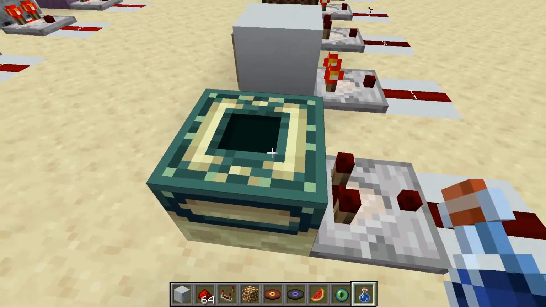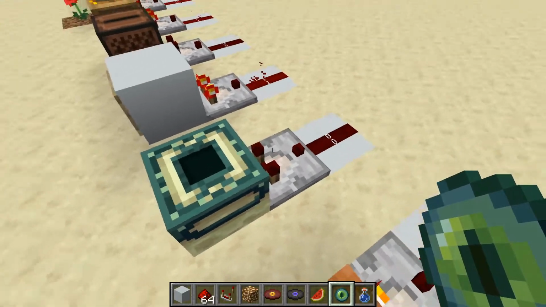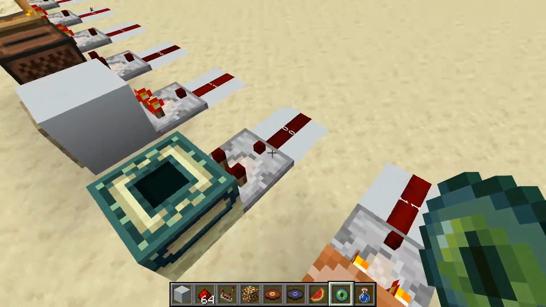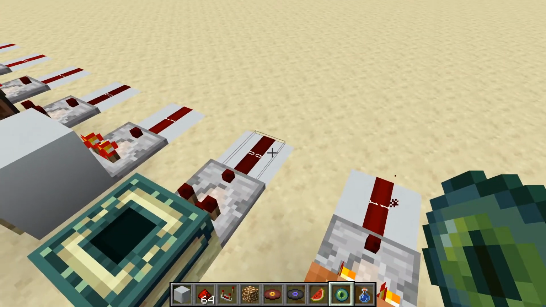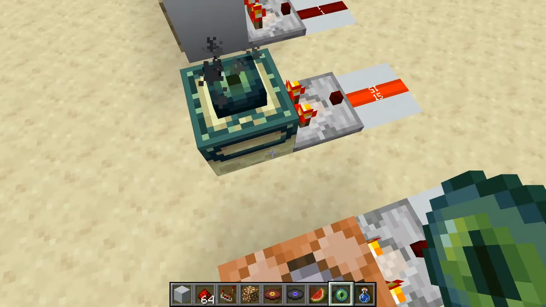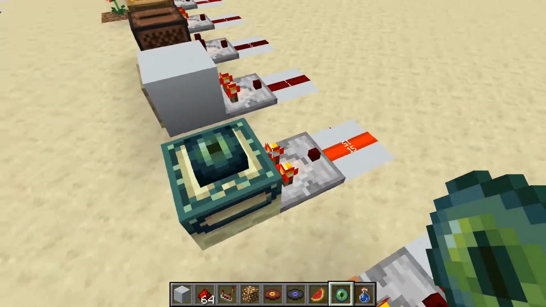The end portal frame will output a signal strength based on whether or not there's an eye in it. So if there's not an eye in it, it will output a signal strength of 0. If you put an eye in it, it will output a signal strength of 15.